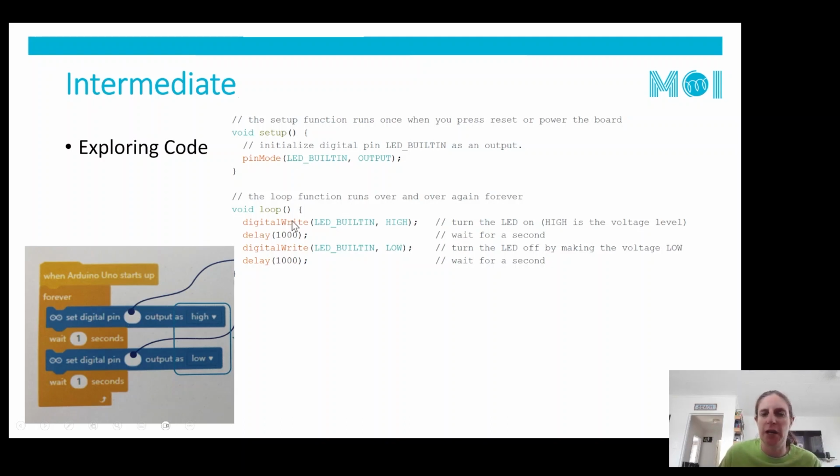Then here, digital write is the same as set, that output. So again, I just switch this to wherever you plugged it in. And high, just like over here, means on. Delay is the same as wait. And this number, Arduino works in milliseconds, so 1000 is 1 second. So again, you can play with this number, make it really big, make it really small. Digital write, put the pin number in there, and then low is off, and we've got our delay again.